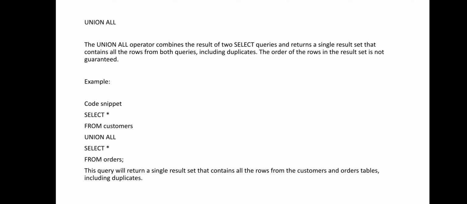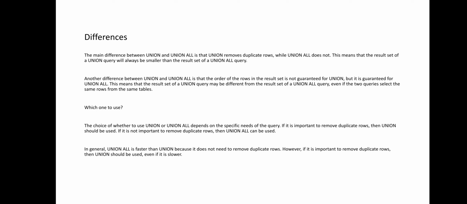SELECT * FROM customers UNION ALL SELECT * FROM orders. This query will return a single result set that combines all the rows from the customers and orders tables, including duplicates. Difference. The main difference between UNION and UNION ALL is that UNION removes duplicate rows while UNION ALL does not. This means that the result set of a UNION query will always be smaller than or equal to the result set of a UNION ALL query.